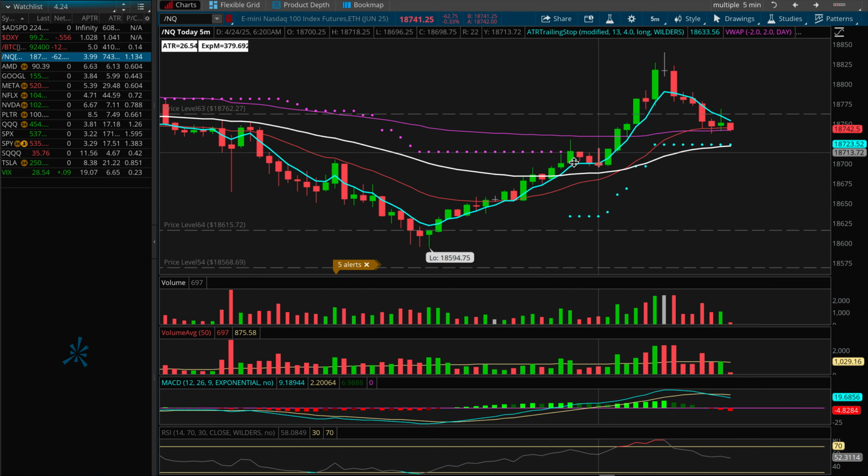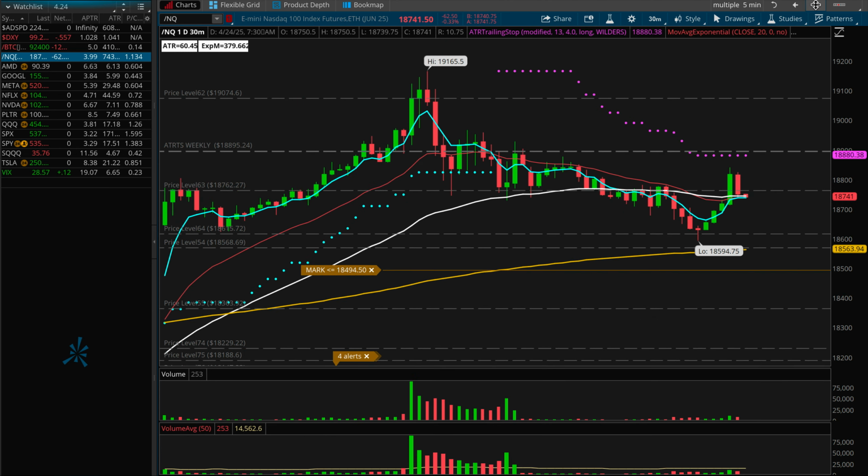So we again are looking at NQ, NASDAQ 100 or NAS 100, however you want to say it, y'all. We're just looking at the chart, seeing what we can learn, right? So I'm looking at the 5-minute chart, and y'all know I like to look at the 30-minute chart. Why? Because it tells me a story that I like to read.